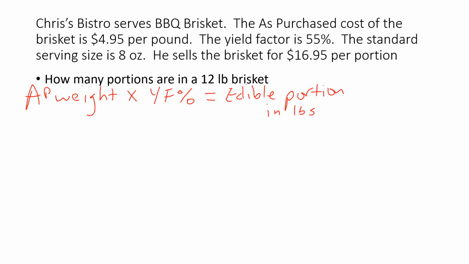So now right below that, what is our as purchased weight? That's what it cost us $4.95 per pound. But what is our as purchased weight? 12. A 12-pound brisket. Okay, right there in the question. How many servings in a 12-pound brisket? So that's our weight is 12 pounds. Okay, that's what we bought. What is our yield factor percentage? 55%. Okay. So go ahead and calculate that. 12 times 0.55. Share the answer with your neighbors. See if you get the same thing.